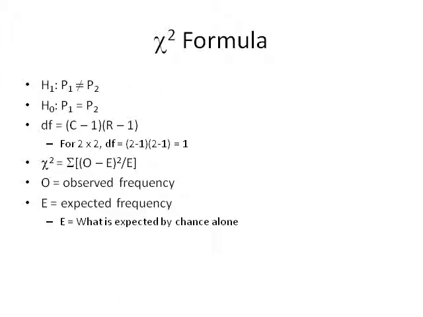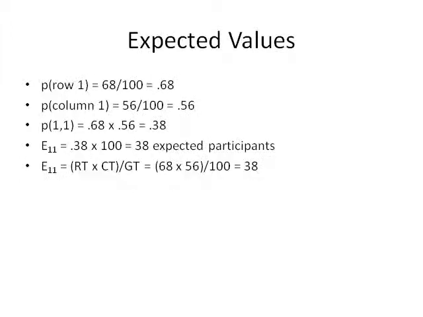Consistent with all our other test statistics, a measure of sampling error or chance alone is what we see in the denominator of the chi-square statistic. So the treatment effect is divided by what we would expect by chance alone, or the expected value. So how do we determine what is expected by chance alone in each of the cells, or our expected value?